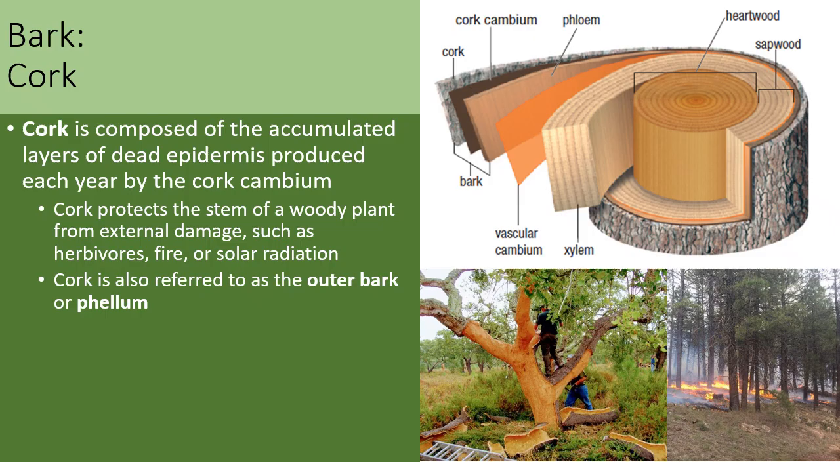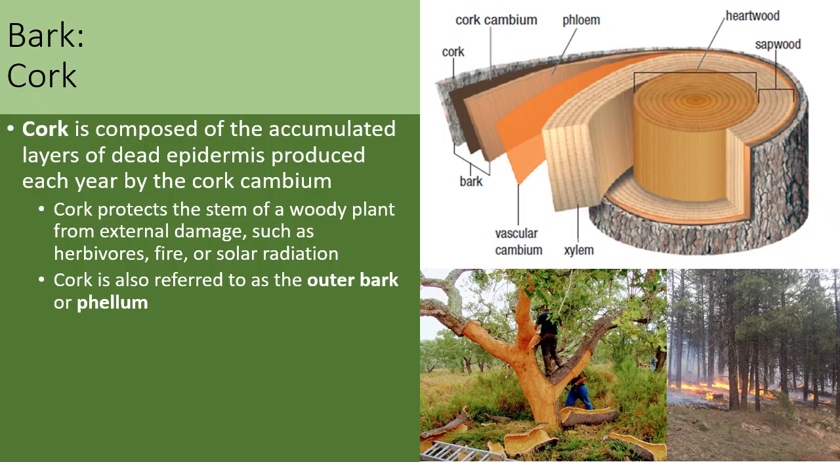Bark has been used for a lot of other things throughout human history, like the construction of canoes and roofing, and overall very, very useful material. Cork also prevents the loss of water from the trunk. It's often got a lot of compounds called suberins in it that are kind of waxy and prevent water loss.